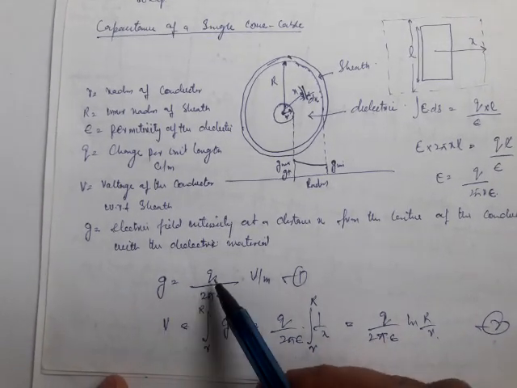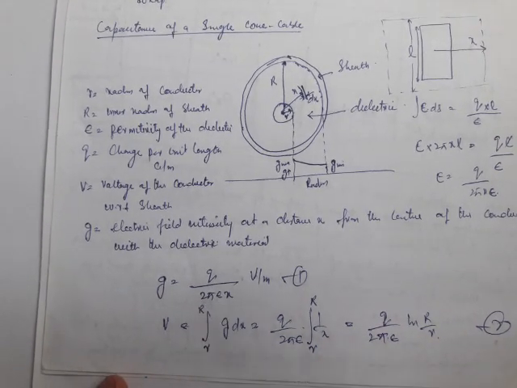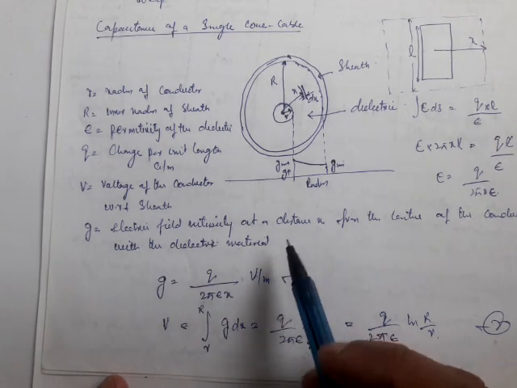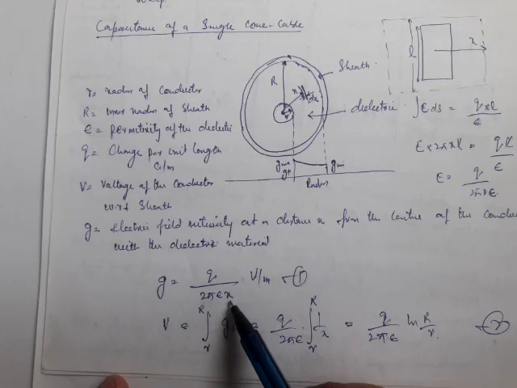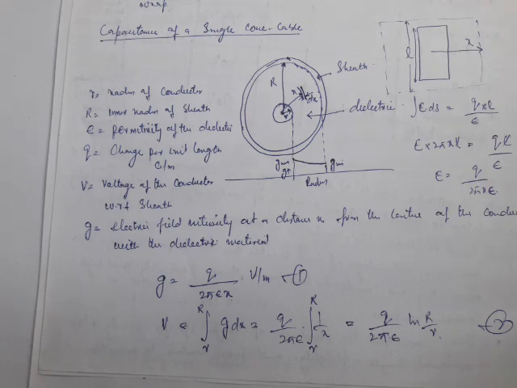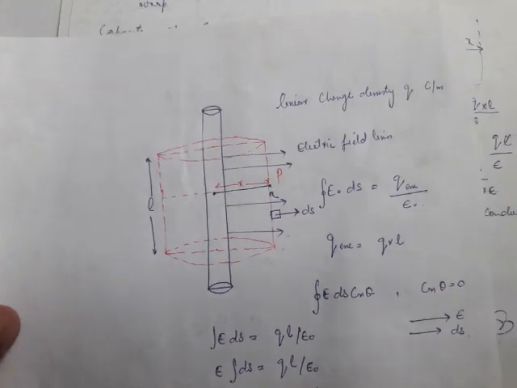We know that G is equal to Q by 2 pi epsilon x, where G is the electric field intensity at a distance of x. Since here it comes out to be x, it means it is at a distance of x. I'll explain this a bit here.